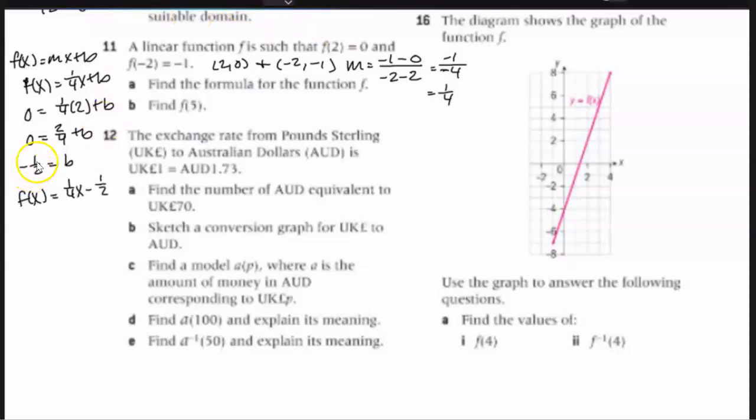The reason I went straight to negative 1/2: you subtract 2 over 4 from both sides, which will give you negative 2 over 4. Negative 2 over 4 can simplify to negative 1/2.